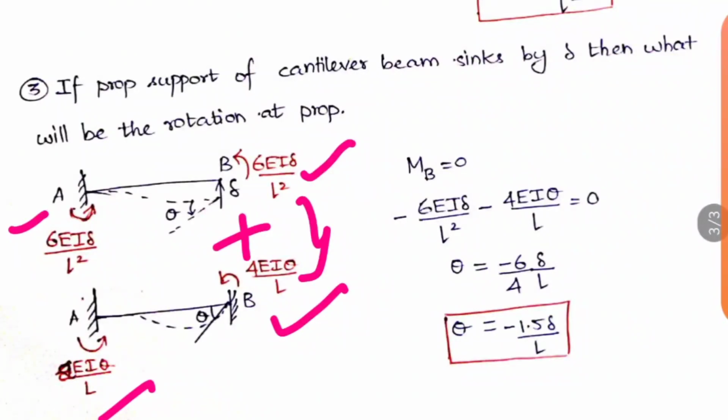So you will be getting one factor, that is this factor will be coming to this side. So you will be getting minus 6 by 4 delta by L. EI will get cancelled. So the answer is minus 1.5 delta by L. So this is the rotation that is happening at the prop. Okay, so like this question, we'll be getting a two-step answer. So questions like this are what they'll be asking in the exams.